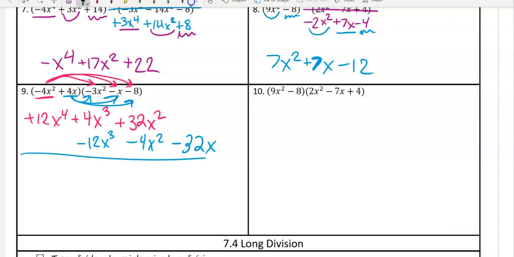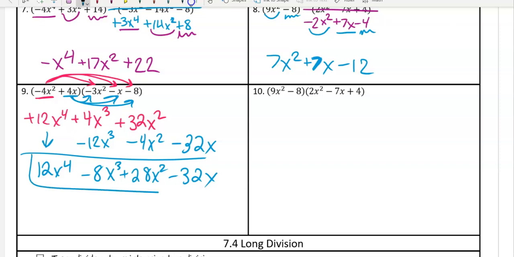Now we can go ahead and combine our like terms. This 12x to the 4 will just come straight down. For the next row, we have 4 minus 12, which is going to get us negative 8x cubed. And then 32 minus 4, that's going to be 28x squared. And then this negative 32x just comes down. So our final answer here is 12x to the fourth minus 8x cubed plus 28x squared minus 32x.